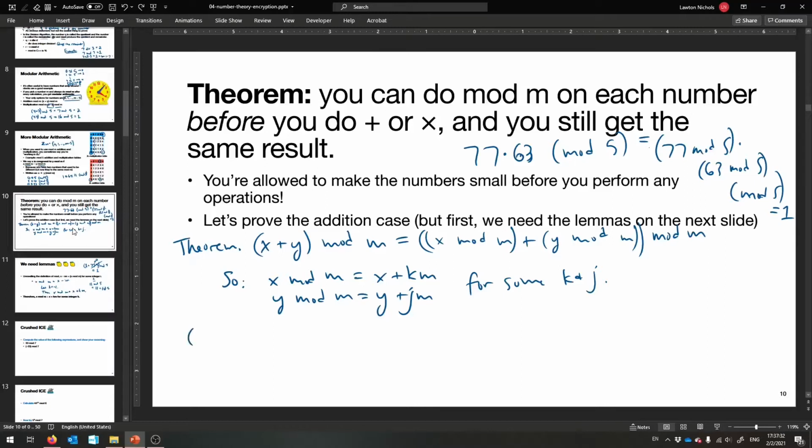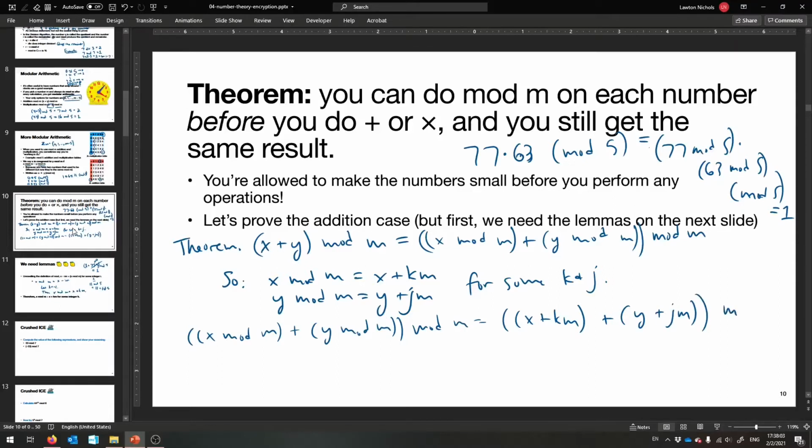So let's see. Then x mod m plus y mod m, all mod m after all that. This is going to get a little messy. Let's see if we can do it on this slide. If we plug in these definitions, this equals x plus km plus y plus jm, mod m. Okay. Remember, our end goal is this. We need to get the x's and y's by themselves. Ooh, but we have some multiples of m's. Ho, ho, ho.